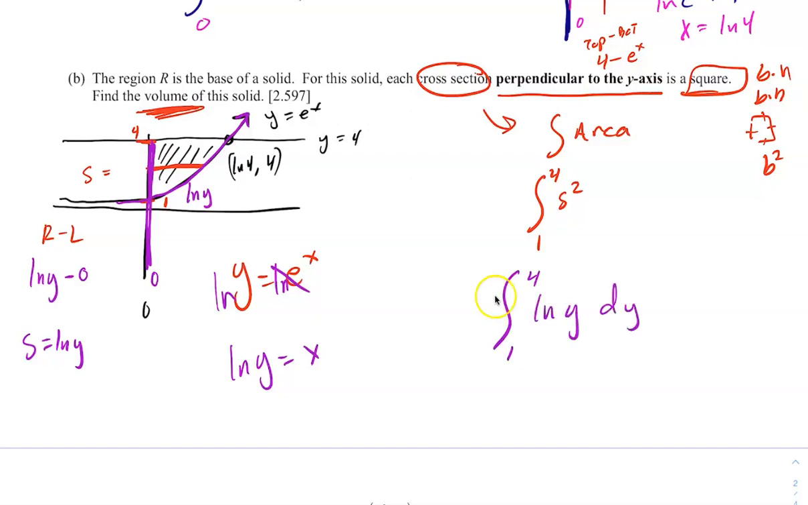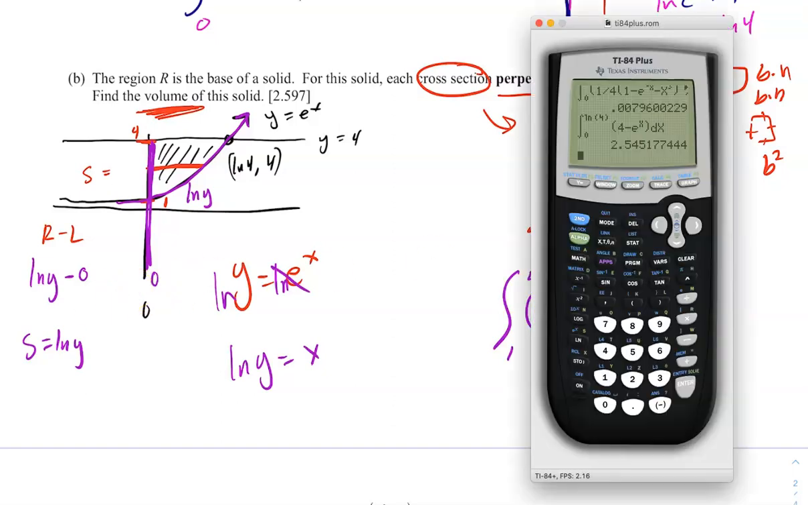Remember that this should always match. So natural log of y dy. Oh, and I forgot to square it. Right, because I'm plugging it in for the s formula. So it's natural log of y squared dy. And that's it. I'm going to put it in my calculator to solve it.